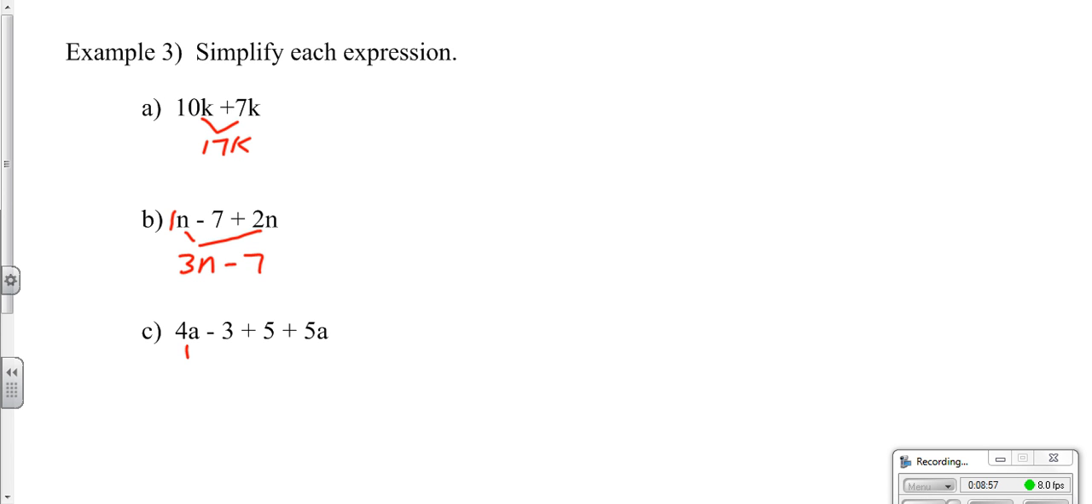Next one we have 4a, a positive 4a, and a positive 5a. Together we have 9a. These two, negative 3 plus 5, are considered like terms. They don't have any variables, so therefore they're considered constants. Those two can go together. So negative 3, that's what minus 3 is. A negative 3 plus 5 is a positive 2.